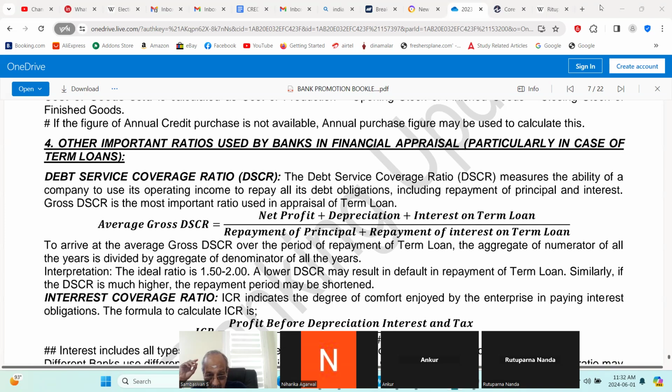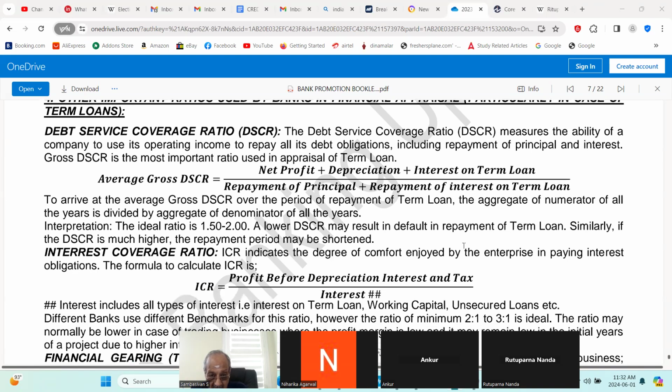To arrive at the average gross DSCR over the period of repayment of term loan, the aggregate of the numerator of all the years is divided by the aggregate of the denominator of all the years. Its interpretation: the ideal ratio is 1.5 to 2. A lower DSCR may result in default in repayment of term loan. Similarly, if the DSCR is much higher, the repayment period may be shortened.